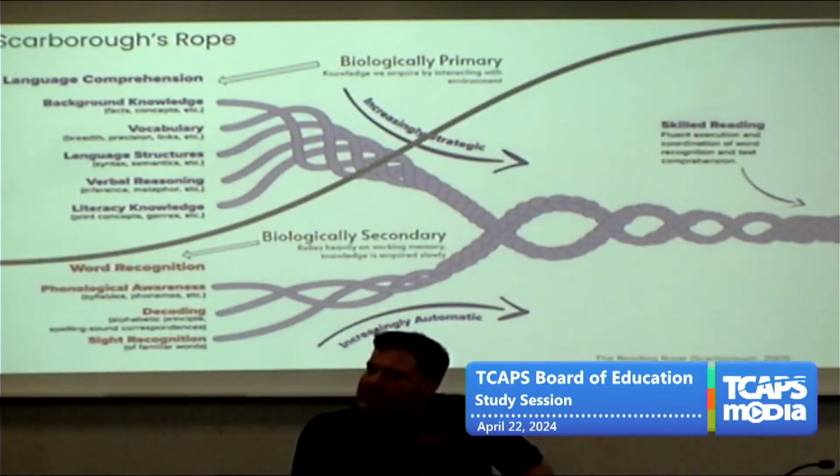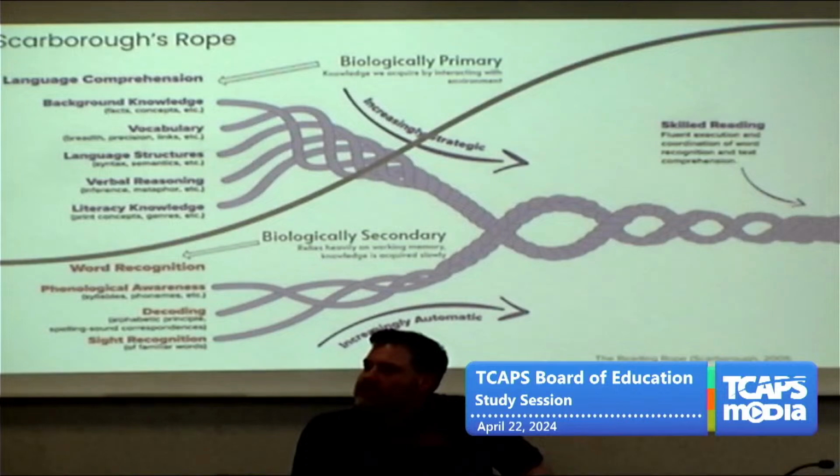Okay, so this is my favorite. I love Scarborough's Rope. I hope I do it justice, so bear with me for a minute. This is a more complex way of looking at the science of reading, but it breaks down this concept even further. It's a visual metaphor, so it helps to show us the development of skills over time, and that the result is not because of one singular skill, but instead a set of interwoven processes.